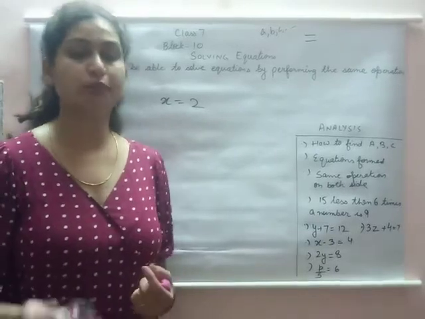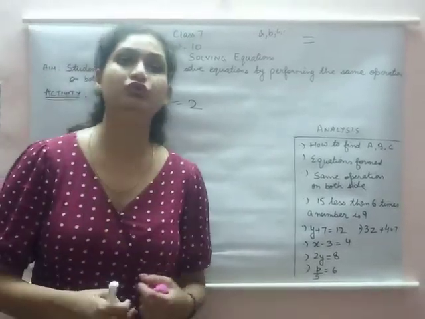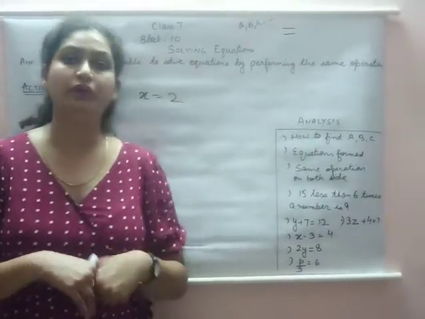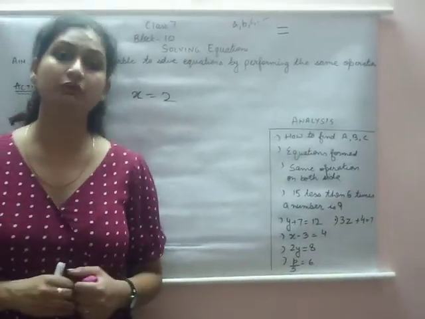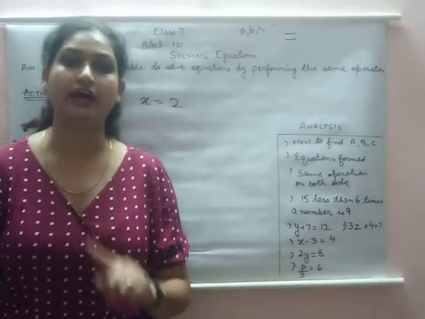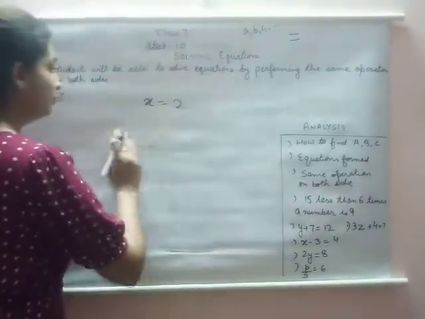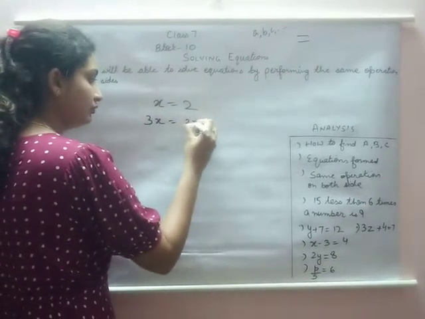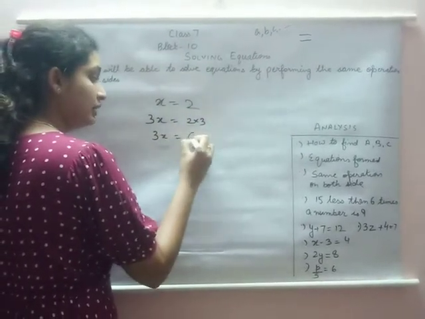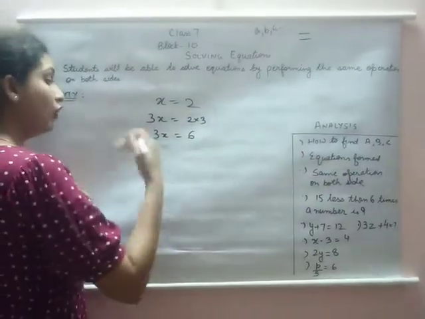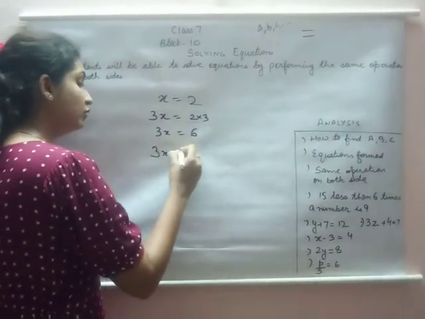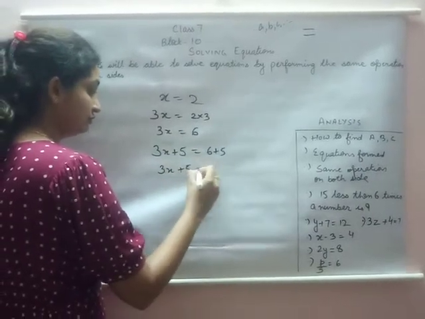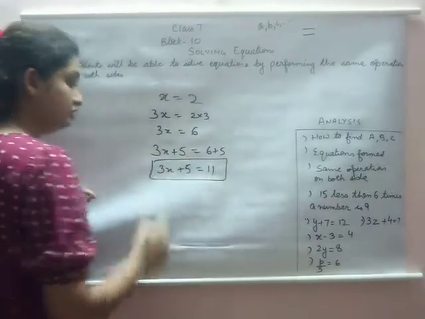It's up to you which operation you use first. It's up to you which number you use to operate. Right? With this solution, you can frame any number of equations, but if you are solving an equation, you will get only one correct, unique solution. So, what if I multiply both sides by 3? It becomes 3x is equal to 6. What if I add 5 to both sides? It becomes 11. So, this is my equation.